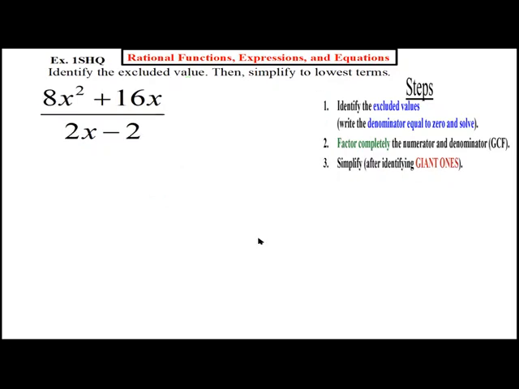Here goes another one: 8x squared plus 16x over 2x minus 2. Once again, this one's very similar to the one we just did. You should be able to do this one completely now if you made a mistake on the previous one. I'll give you a minute. Go.